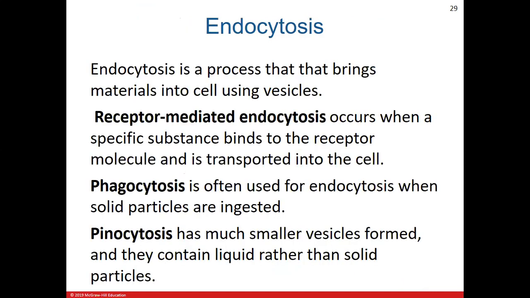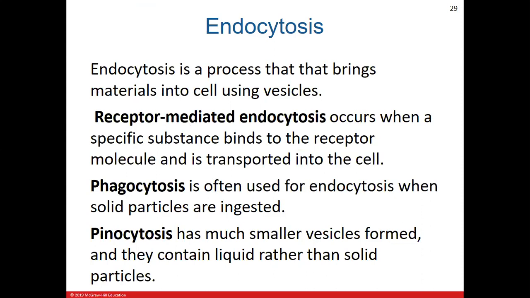One other type of transport that we'll talk about is what's called endocytosis and exocytosis. As the name implies, endo means coming in, and so this is a process that's bringing materials into the cell, but it uses a little chamber known as a vesicle. You've got three examples of endocytosis. The first one is called receptor-mediated endocytosis.